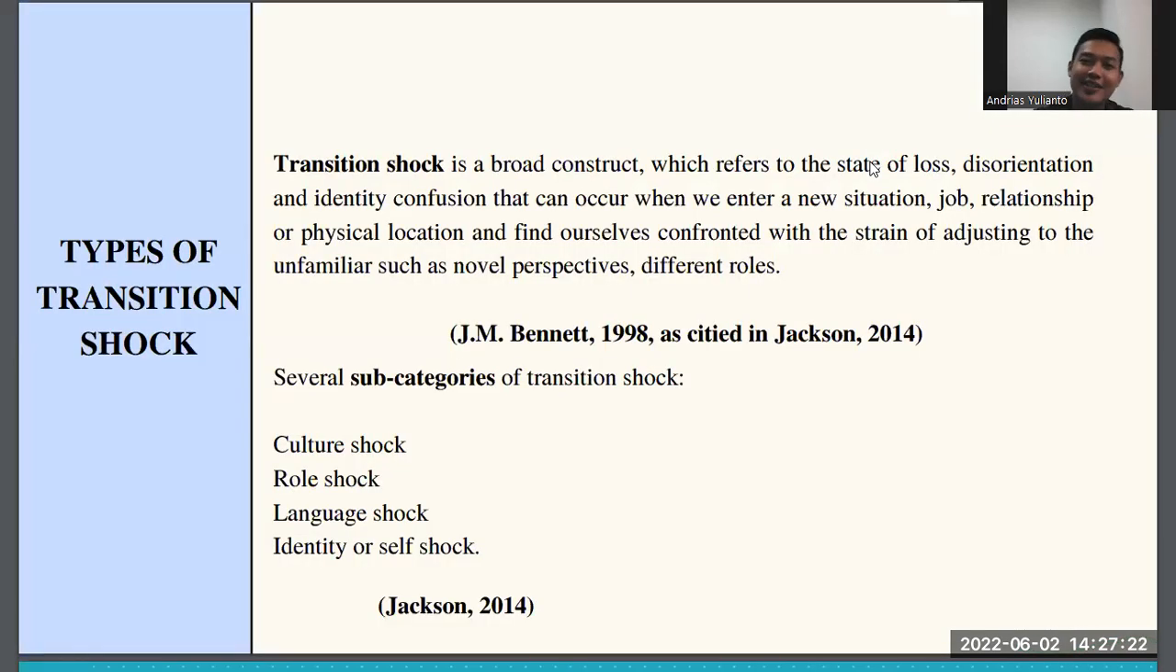Yeah, the next session focuses on the challenges that they may face before, during, and after their stay abroad. So the types of transition shock. Transition shock is a broad construct which refers to the state of loss, disorientation, and identity confusion that can occur when we enter a new situation, job, relationship, or physical location and find ourselves confronted with the strain of adjusting to the unfamiliar, such as novel perspectives, different roles.